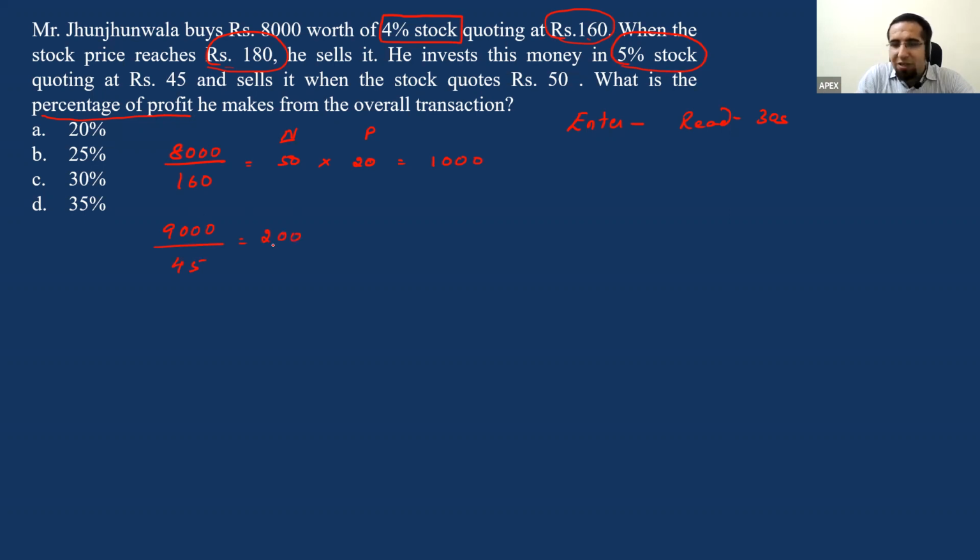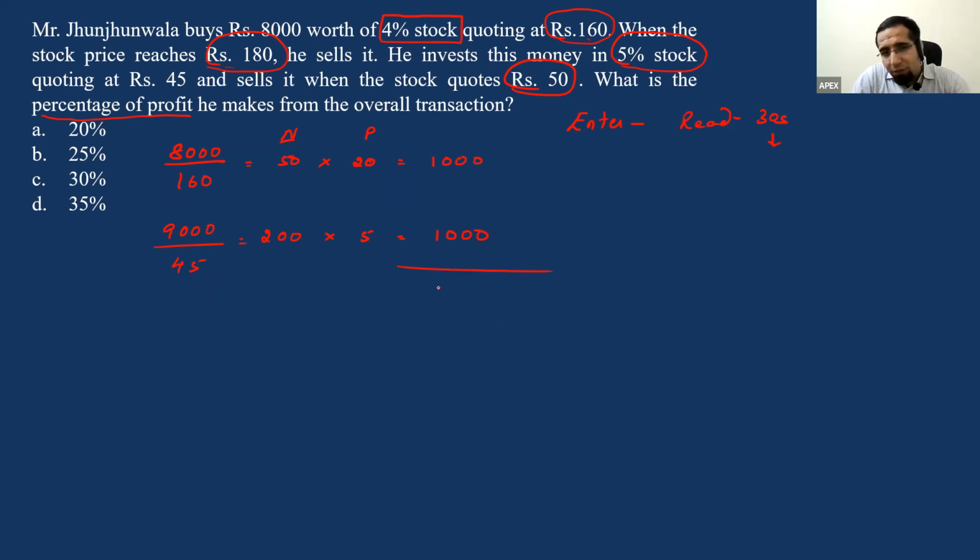That means he has bought how many shares? 200 shares. But he sells it when the stock reaches 50. That means the earning per share is 5. That means he's making 1,000 here also. Right? So can I say that 4% stock, 5% stock was just to confuse us, just for us not to enter this question. But in those 30 seconds, you should have realized this is how it goes.